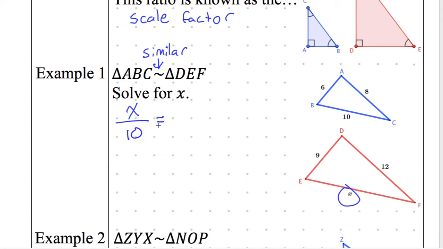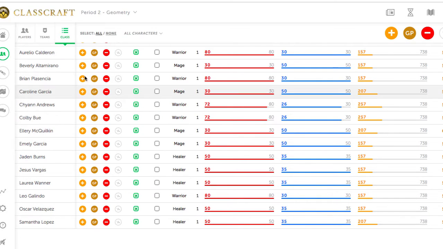All right, and I need to say two other ratios. Or not two other ratios, but I should say two other numbers. So x over 10 is equal to, what ratio can I put here that is the same scale factor as this scale factor? This ratio and this ratio have to be the same. Beverly. 9 over 6 works. Thank you, Beverly. Turn in your card.